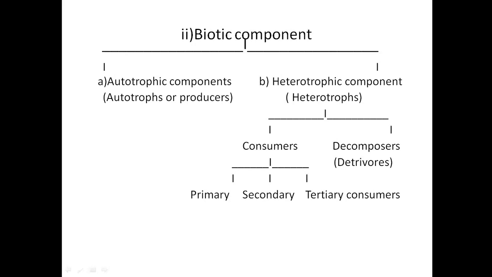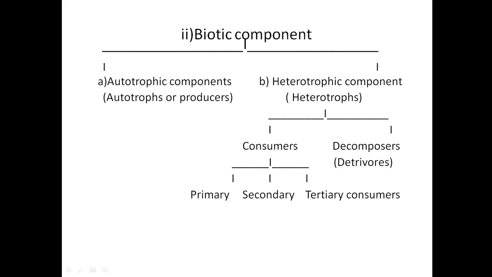Whereas the heterotrophic component, also known as heterotrophs, are those organisms which depend on the producers. Now, the heterotrophic component comprises two: the consumers and the decomposers, also known as detritivores.